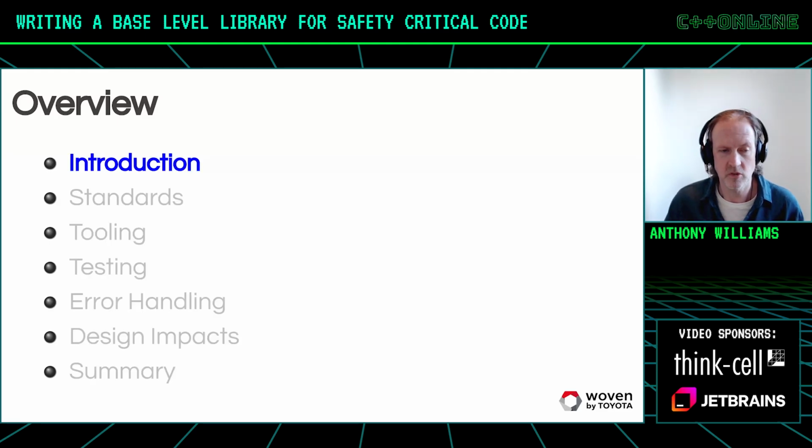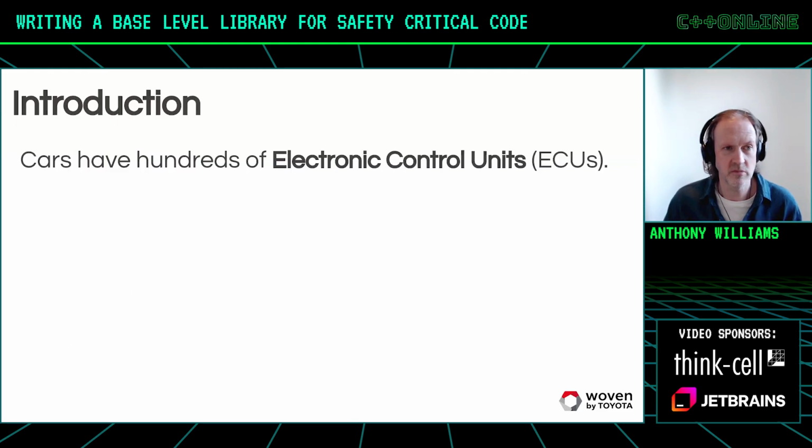Okay, so introduction. The basic idea is that modern cars contain a lot of computers. They tend to be called electronic control units, ECUs, in cars, but fundamentally they're just small computers. Modern cars have hundreds of them. They're data centers on wheels, moving around, doing a lot of processing.